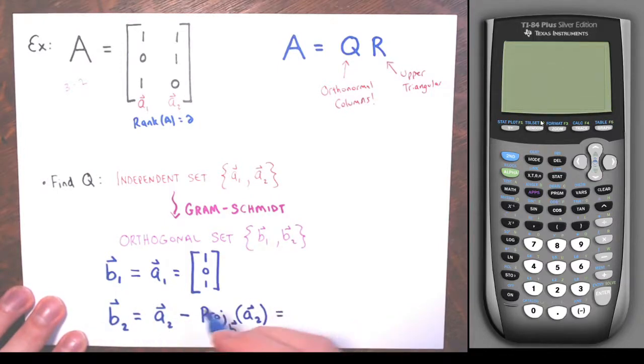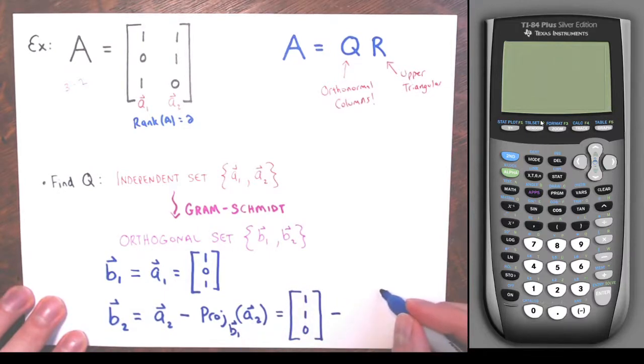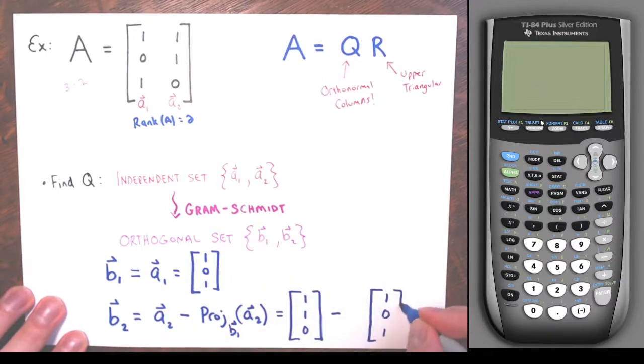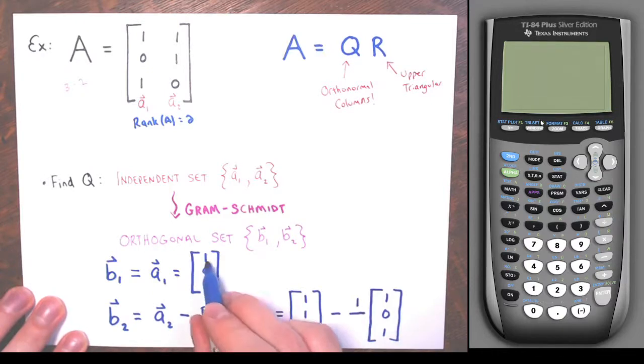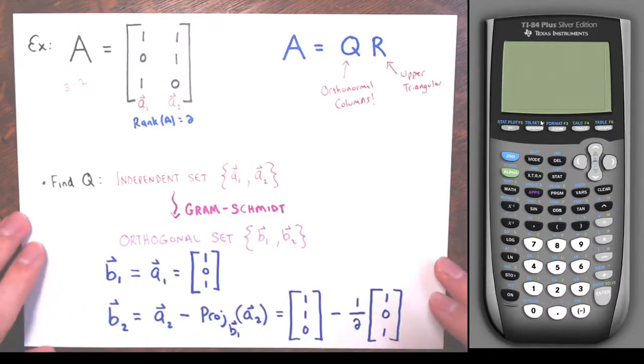Okay, so this would be a2. a2 is the vector 1, 1, 0. Minus, and when I project onto b1, I'm getting a scalar multiple of b1, so a scalar multiple of 1, 0, 1. And what is this scalar? The numerator is the dot product of b1 with a2. I already mentioned that that's 1, divided by the dot product of b1 with itself, which would be 1 plus 0 plus 1, which is 2. Alright, so minus a half of 1, 0, 1.